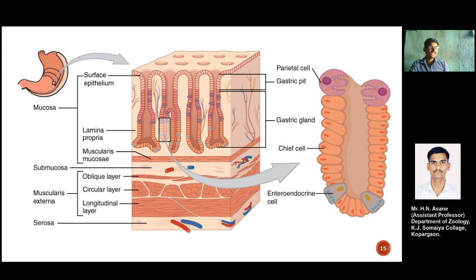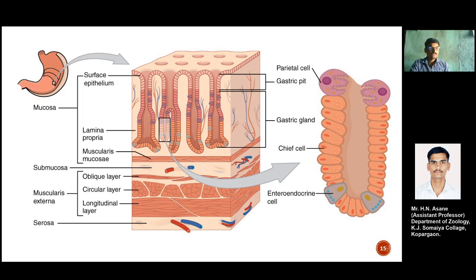As you can see, the chief cells are also called zymogenic cells. The parietal cells are the oxyntic cells, then there are the mucous neck cells, and the argentaffin or enterochromaffin cells, also known as the enteroendocrine cells.